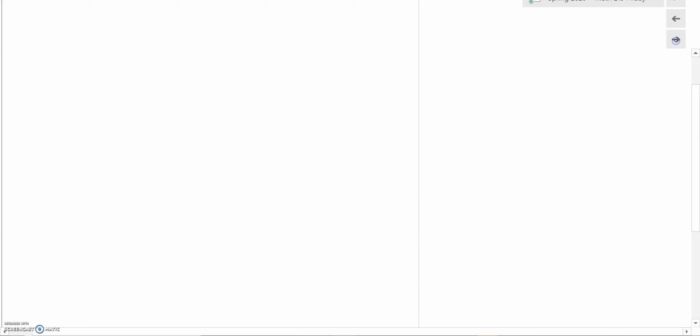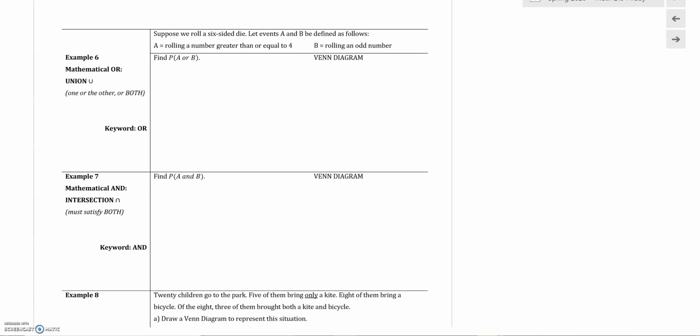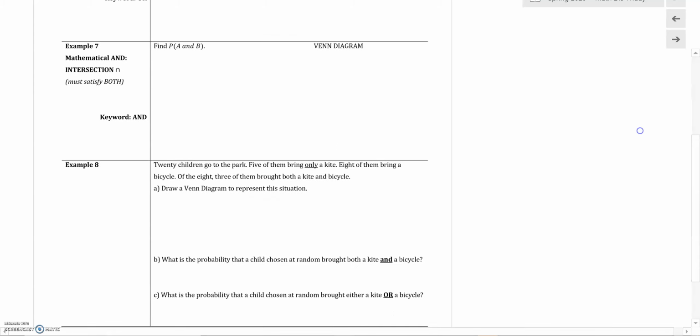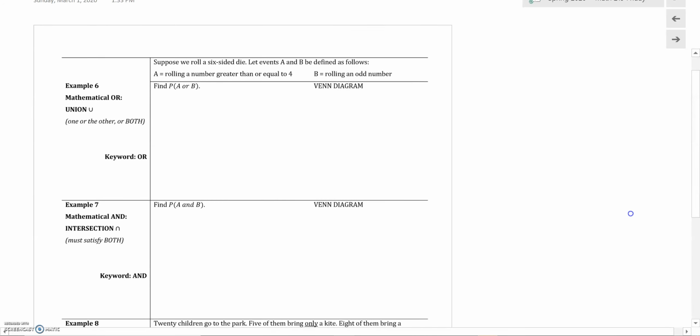Next page. So here's where we are going to begin some of our probability rules. You know, I'm going to stop this video and just start a new one because this is a good stopping point. So I'll come back.